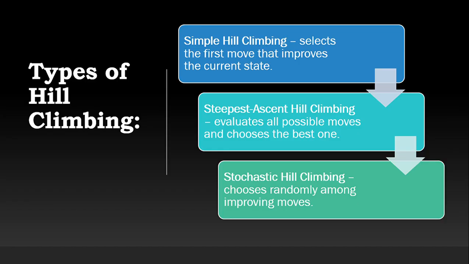There are three types of hill climbing algorithm. Simple hill climbing: it selects the first move that improves the current state. Steepest ascent hill climbing: it evaluates all possible moves and chooses the best one. Stochastic hill climbing: it chooses randomly among improving moves.